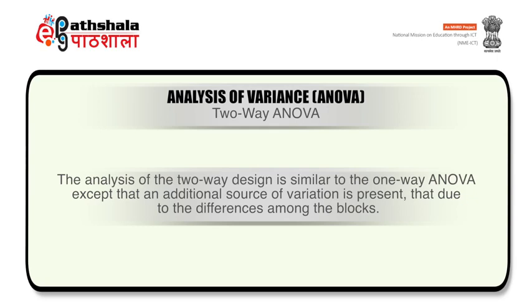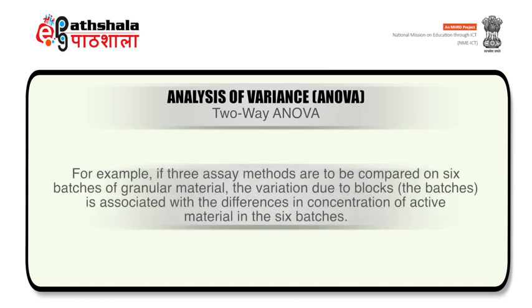The analysis of a two-way design is similar to the one-way ANOVA, except that an additional source of variation is present, that due to differences among blocks. For example, if 3 assay methods are to be compared on 6 batches of granular material, the variation due to blocks, or the batches, is associated with the differences in concentration of active material in the 6 batches.